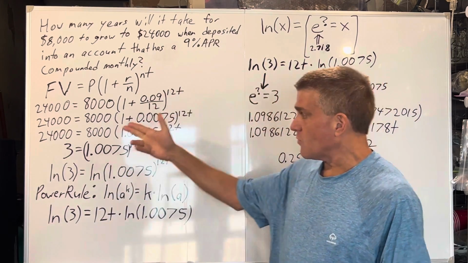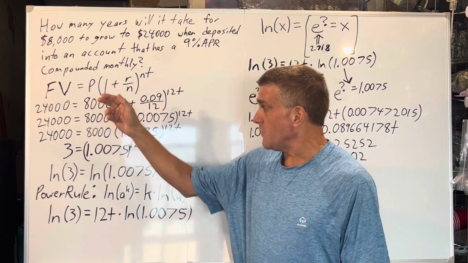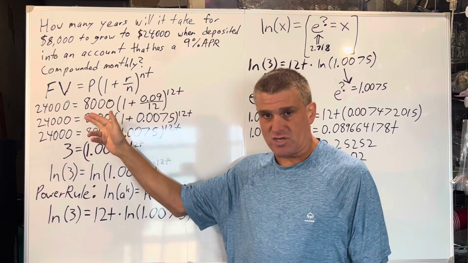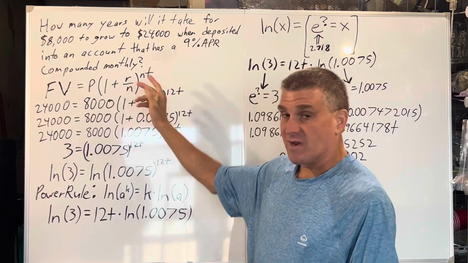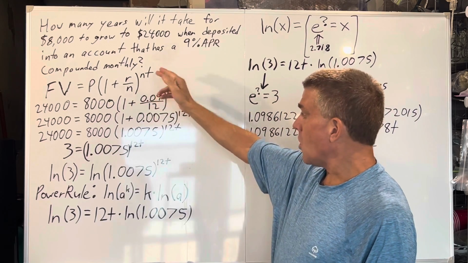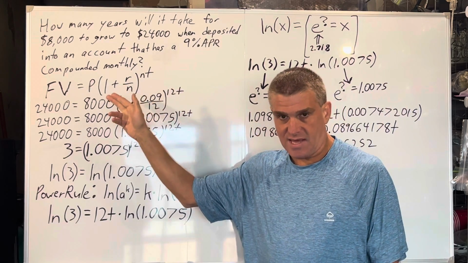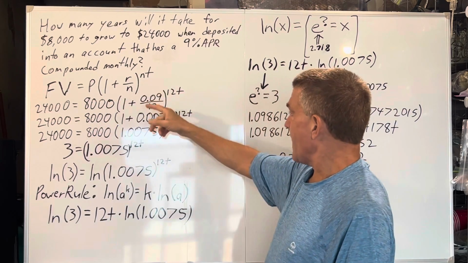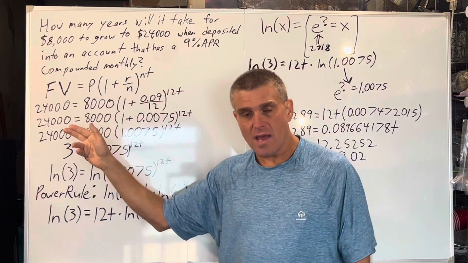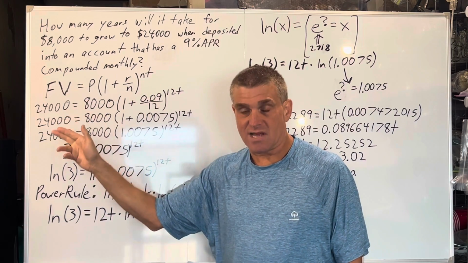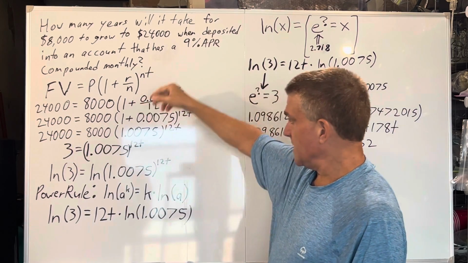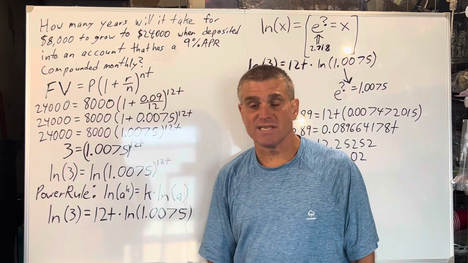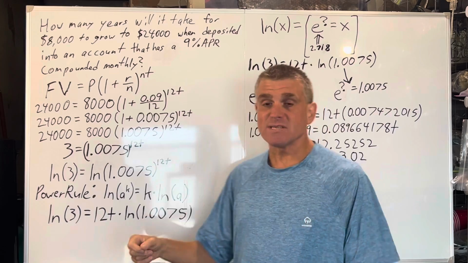Well, as we went through in the last video, the future value of money equals the principal, which is the amount that's originally invested, times, in parentheses, 1 plus R, which is the nominal interest rate expressed as a decimal, divided by N, which is the number of times per year the interest is compounded, close parentheses, to the power of the number of times the interest is compounded per year times the number of years that the investment lasts.